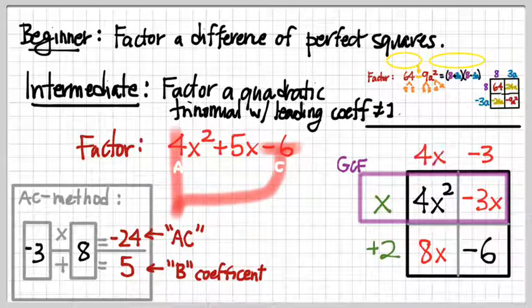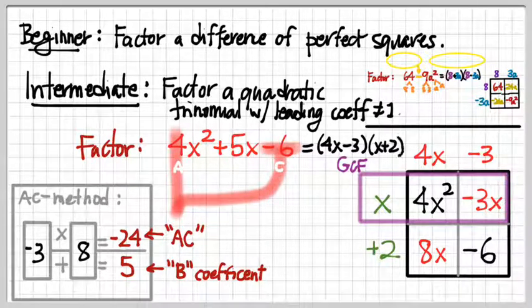So see, as soon as we get one of these entries on the outside, the rest we just have to play the missing factor game to figure out the others. And now we have our factorization into 4x minus 3 times x plus 2. And that's the AC method in all of its glory.